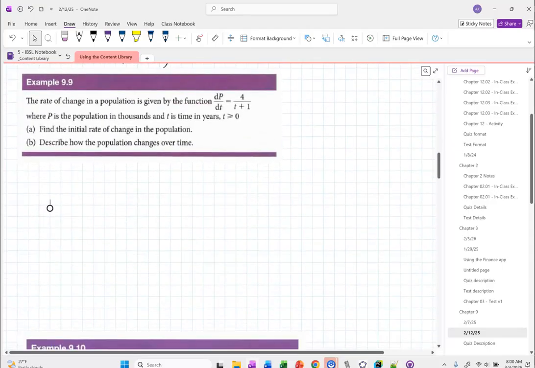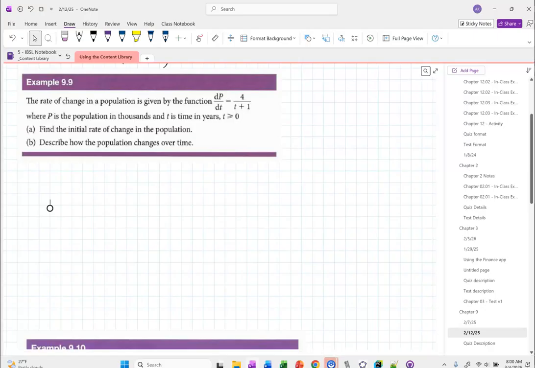Next example says, the rate of change in a population is given by the function dP/dt equals 4 over t plus 1, where P is the population in thousands and t is the time in years, for t greater than or equal to 0. Find the initial rate of change in the population.